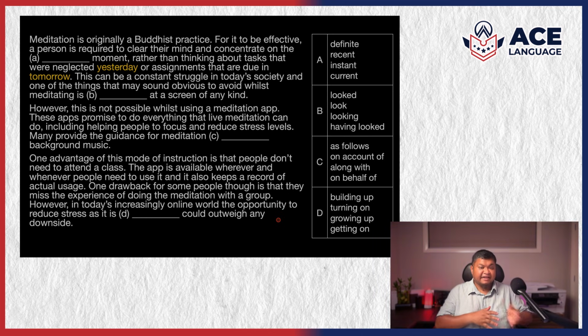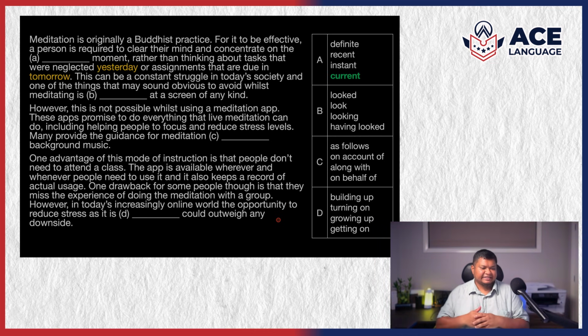Obviously, definite cannot be my option, right? Recent can be a thing that you can think of, but recent doesn't mean that something we're doing now. Recent means something that happened just right now, recently. Instant is something that happens on the instant, but not necessarily continuously. So my answer here will be current. Why? Current means something that is happening now. Remember, I'm doing meditation now and I want to make it effective, right? So my answer here is current.